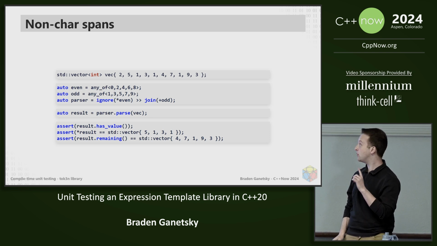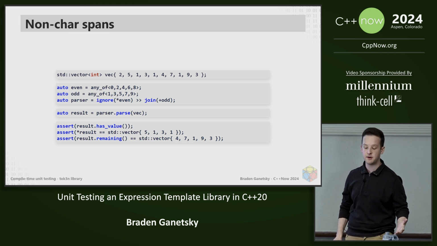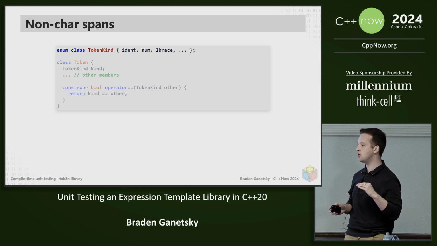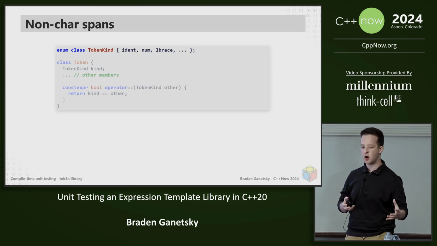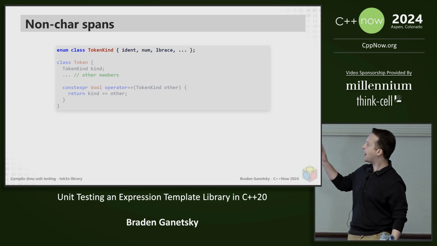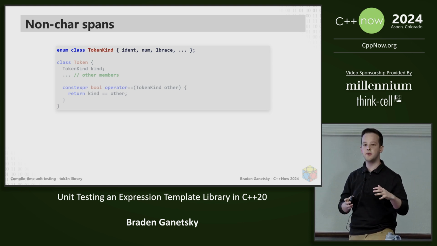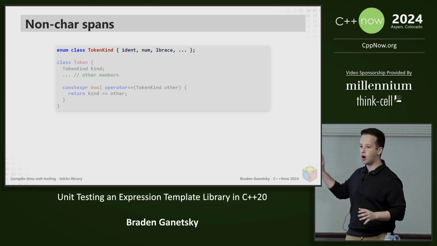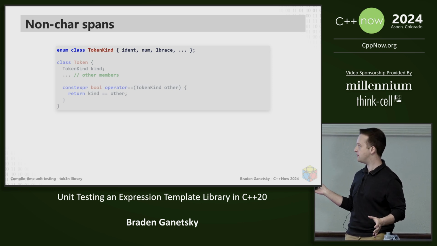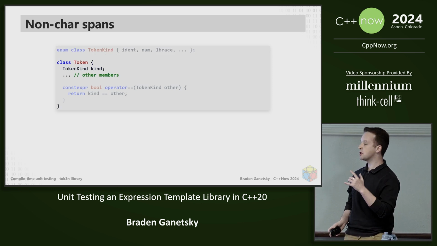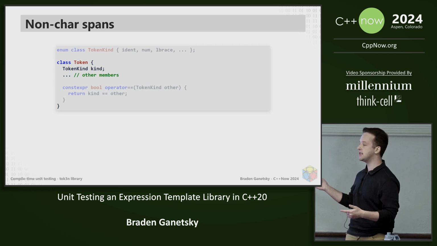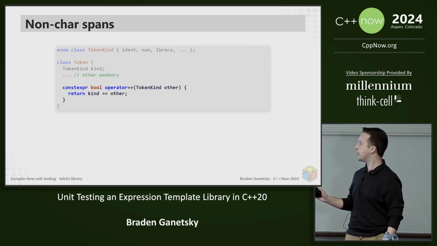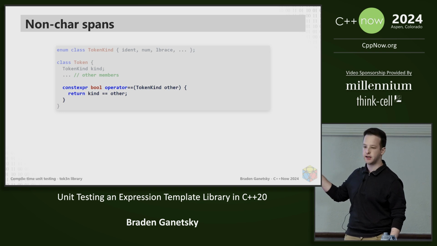A really important use case for non-char spans, in my experience, is if you're trying to write some sort of parser for tokenized things. So I'll take you through this. If I have an enum called token kind, let's say I'm tokenizing a language, and I break that down into identifiers or numbers or left braces or different operators, all the different possible kinds that I can have in a tokenization. Then I have an actual token class, which knows what kind it is. And of course, it has other members. And the important thing is that it's equality comparable to token kind.